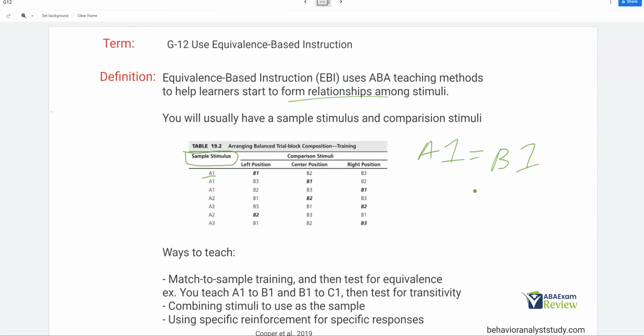You would teach match to sample using discrete trial training. This is clearly discrete trial. We have a bunch of trials in a row. You might teach it naturally. Either way, you're teaching this relationship.